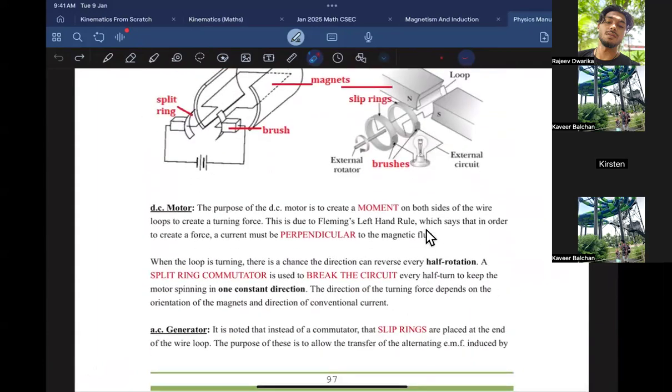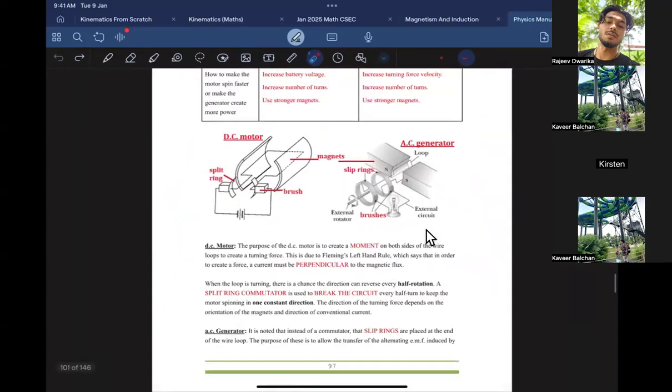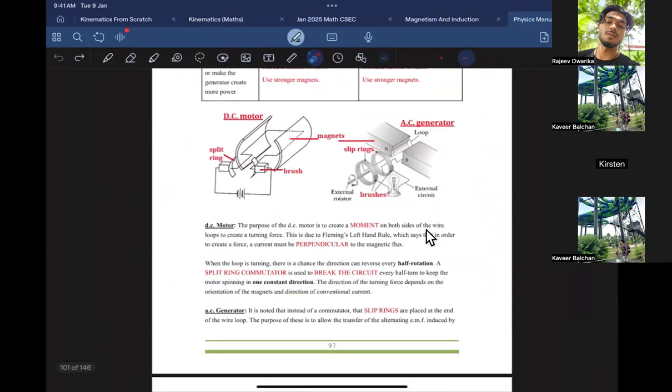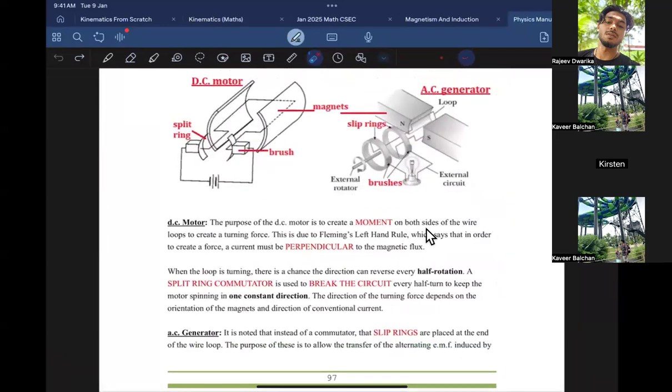Kristen, I want you to read DC motor, and Justin, I would like you to read AC generator. But they work hand in hand, right? An AC generator is simply a DC motor, but you're just spinning it. Kristen, when you spin a DC motor, you create power. Yeah. And that's the whole purpose of a generator. You want to generate power without using a battery. Yeah. Right. Cool. So Kristen, read the DC motor for me.